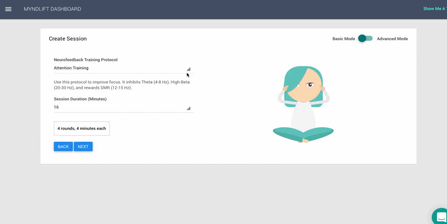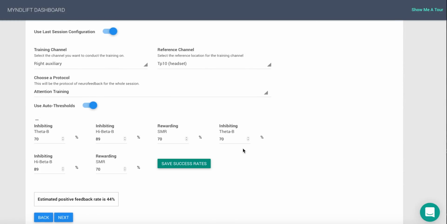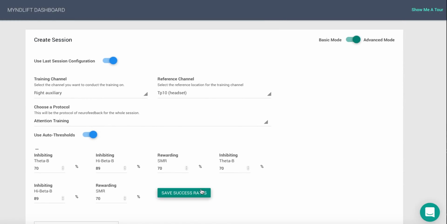Let's start with the basic mode attention training. As you can see, it inhibits theta, high beta, and rewards SMR, which makes sense as high beta would signify distraction, theta would signify drowsiness, and SMR is a specific alpha rhythm over the motor strip that means you're sitting still. So you're kind of hitting that sweet spot for attention training. I mean, these are a little bit over generalizations, but that's basically what we're shooting for here. Now, if you look at the advanced mode, you'll see that the targeted frequencies are there with the percentage reward rates so that you can set the threshold for the training.